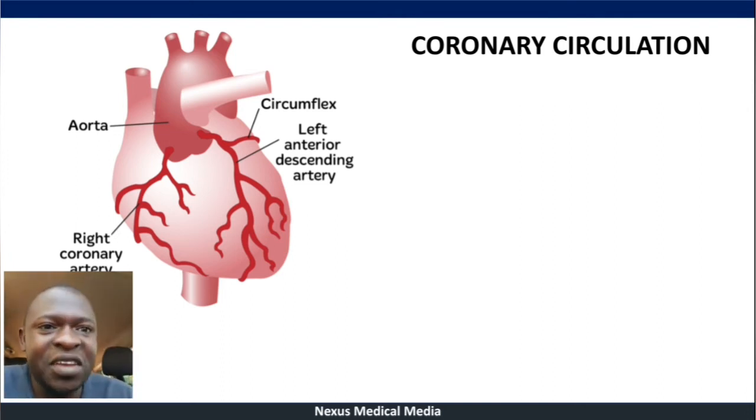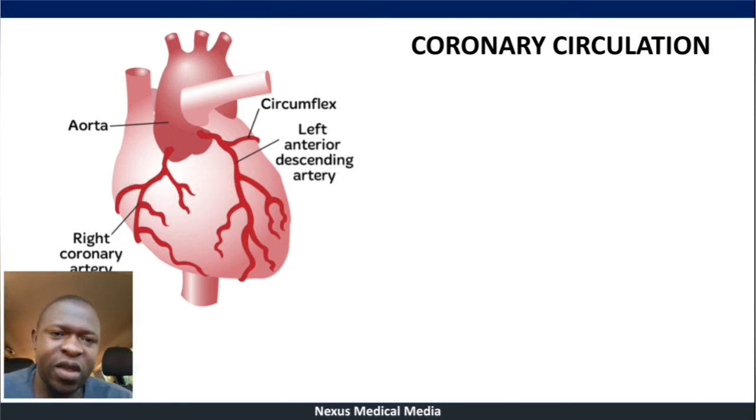Cool, right? So you have the left coronary artery. It gives a very big branch called the circumflex artery, the left circumflex artery. And this one is the left anterior descending artery, and here is the right coronary artery.